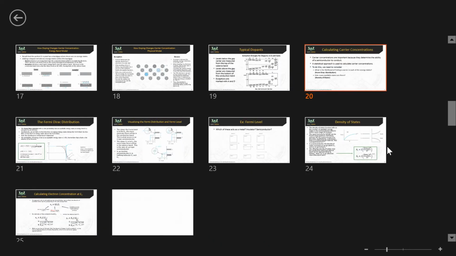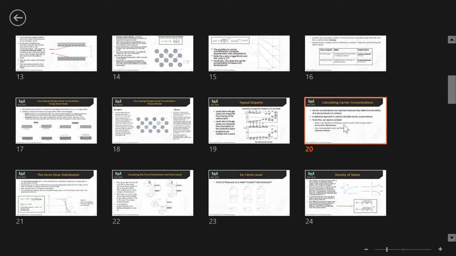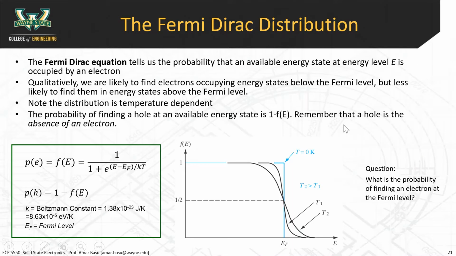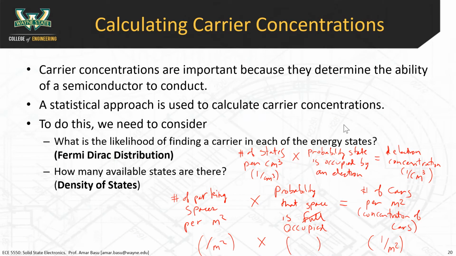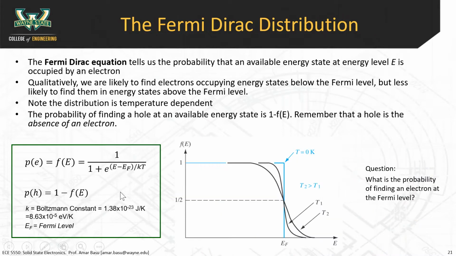So if you know the electron concentration, you also know the hole concentration. But I'll get to that later. All right, so this first part here, the number of states per centimeter cubed is the density of states. The probability that the state is occupied by an electron is the Fermi-Dirac distribution. That's why we have to consider both of these things. So let's get into the Fermi-Dirac distribution first.